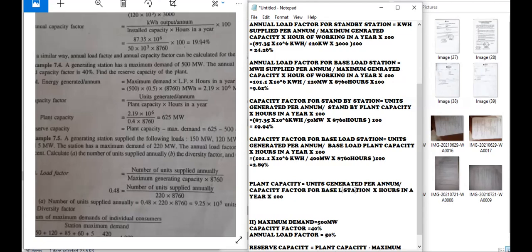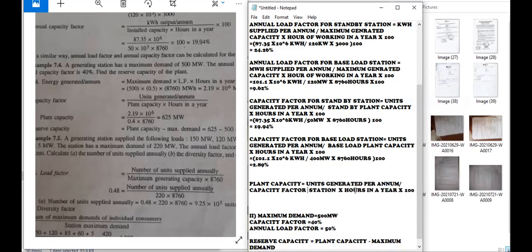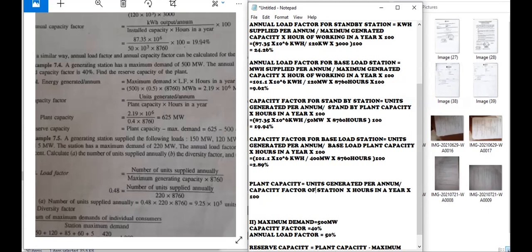Let me not say base load. Of station, times hours of working in a year, all this multiplied by 100. Now, we ask ourselves, do we have the unit generated per annum? No, we don't have. But we have the capacity factor given to us as 40. The hours of working in a year, we can get that one always as that value we had there, 8750.